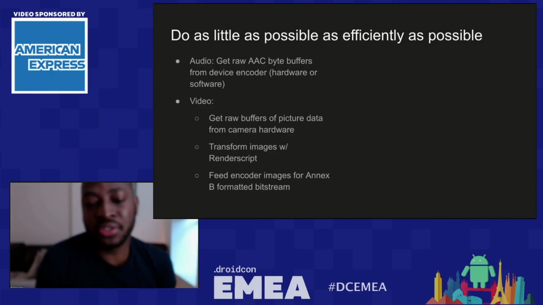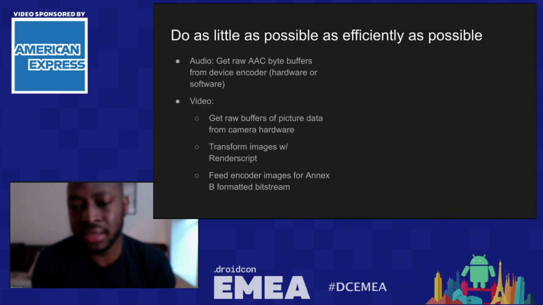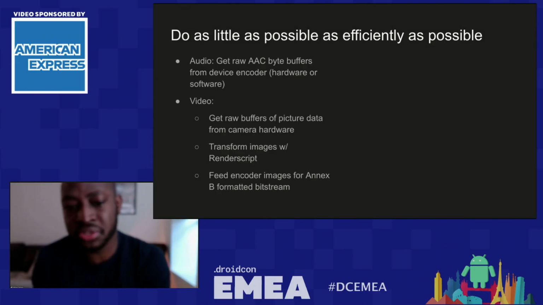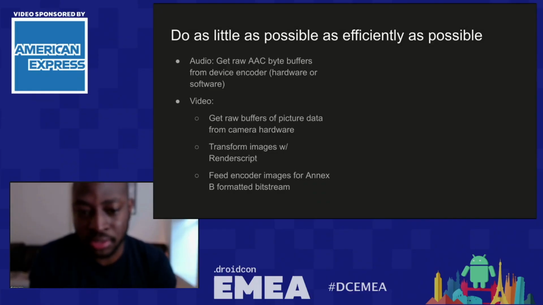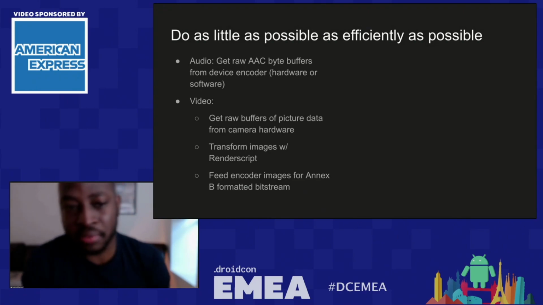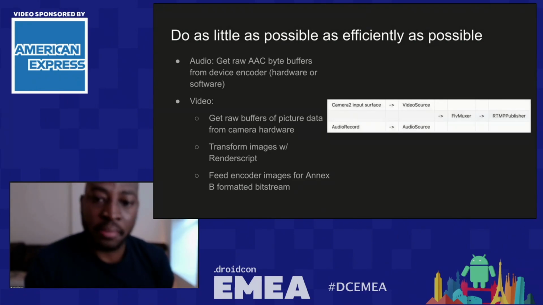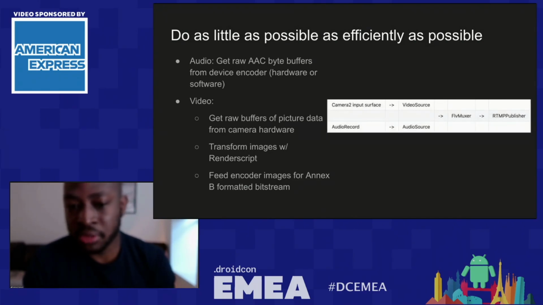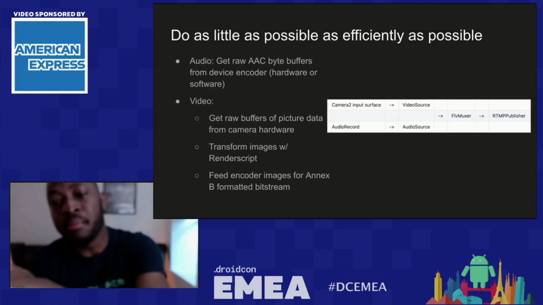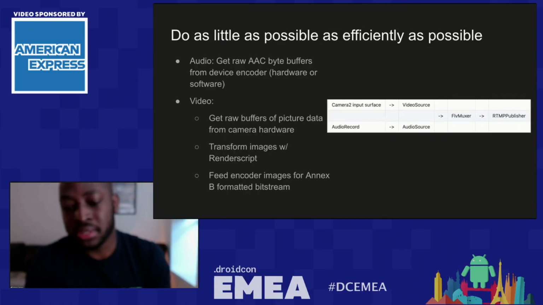You want to feed the Android video encoder NV21 formatted images, and the Android encoder is going to spit out Annex B formatted bit streams, which you might have noticed may pose a problem for us because we want our video format to be AVCC. We'll talk about overcoming that hurdle in a bit. But the pipeline looks something like this. You have a Camera2 input surface, a video source, audio source. You get everything, you mux it to FLV, and you publish it.